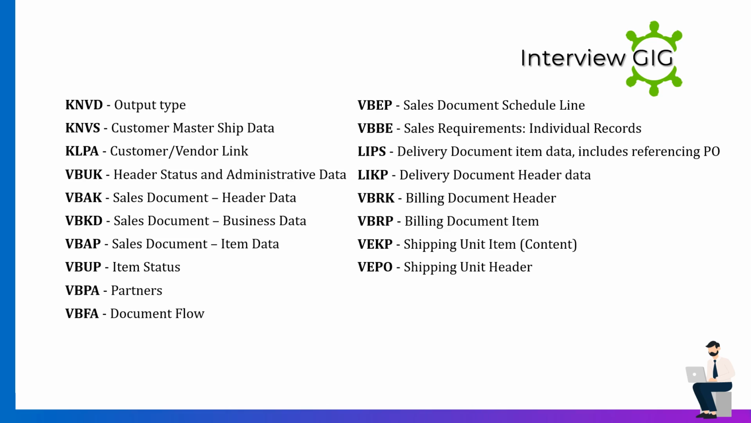KNVK Customer Vendor Link. VBUK Header Status and Administrative Data. VBAK Sales Document, Header Data. VBKD Sales Document, Business Data. VBAP Sales Document, Item Data. VBUP Item Status. VBPA Partners. VBFA Document Flow. VBEP Sales Document Schedule Line. VBBE Sales Requirements, Individual Records. LIPS Delivery Document Item Data, includes referencing PO. LIKP Delivery Document Header Data. VBRK Billing Document Header. VBRP Billing Document Item. VEPO Shipping Unit Item. VEKP Shipping Unit Header.